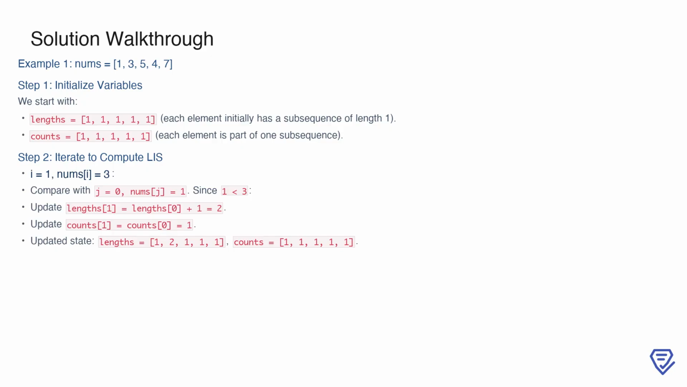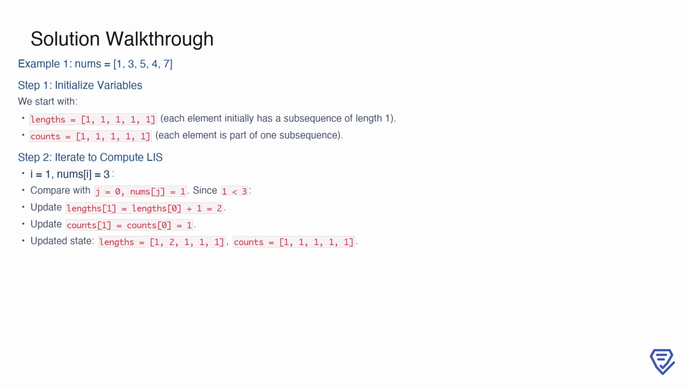Next, we iterate through the array to compute the LIS. For i equals 1, where nums[i] equals 3, we compare it to all previous elements. Comparing with j equals 0 where nums[j] equals 1, since 1 < 3, we update lengths[1] to lengths[0] plus 1, which is 2, and set counts[1] to counts[0], which remains 1. At this point, the updated state becomes lengths equals [1, 2, 1, 1, 1], and counts equals [1, 1, 1, 1, 1].